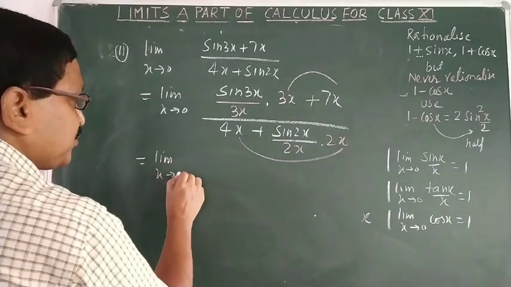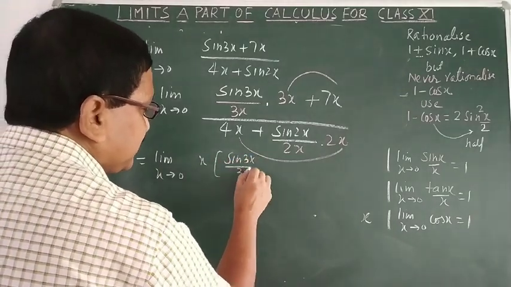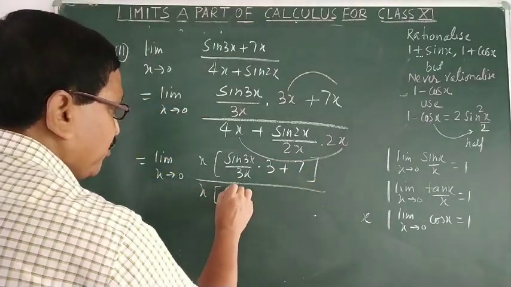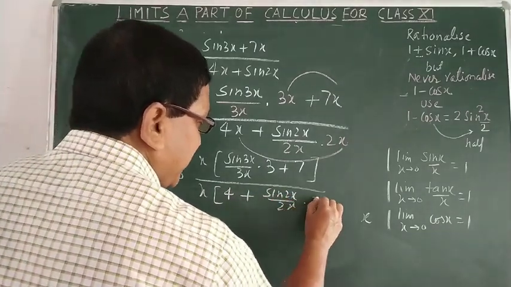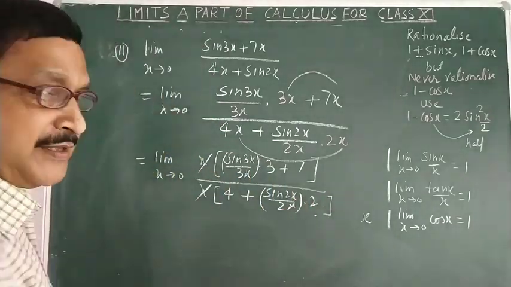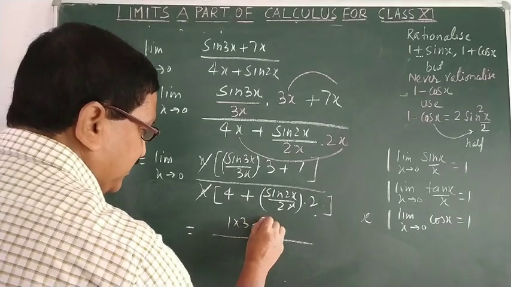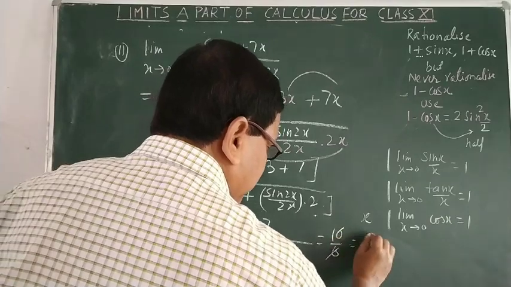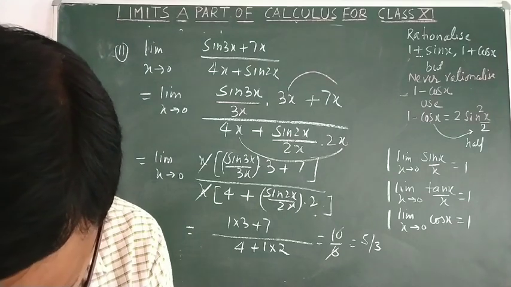Limit x tends to 0, x common: sin 3x by 3x multiplied by 3 plus 7, by x, 4 plus sin 2x by 2x multiplied by 2. Now this is 1, this is also 1. So x cancelled. After cancellation, we are in the habit of putting the values. So 1 into 3 plus 7 by 4 plus 1 into 2. So this is 10 by 6, 5 by 3. So 5 by 3 is the answer of this question.